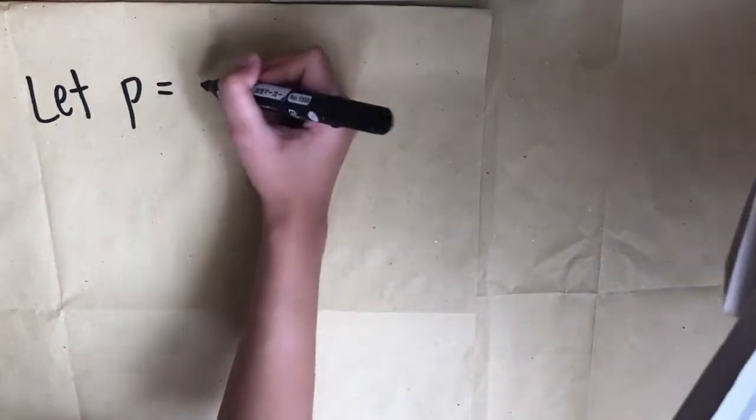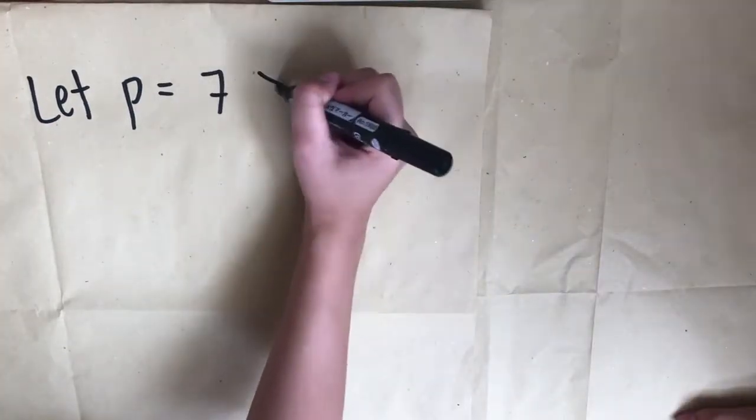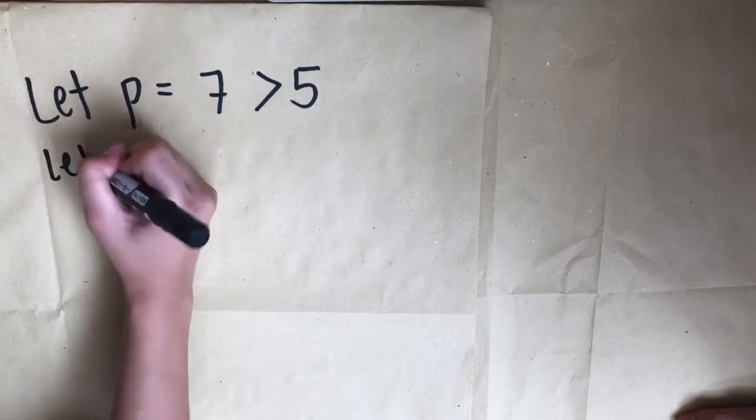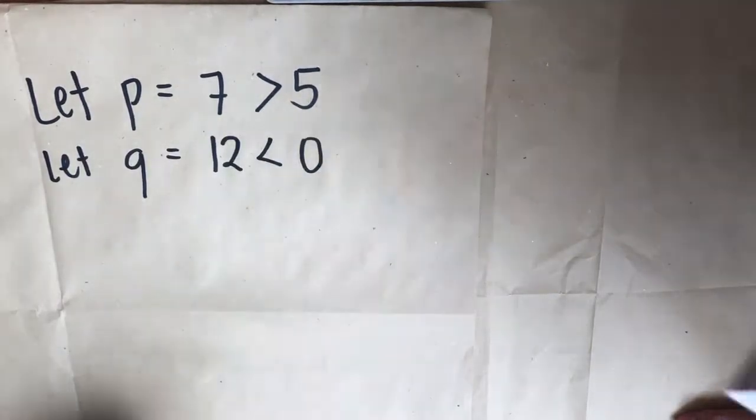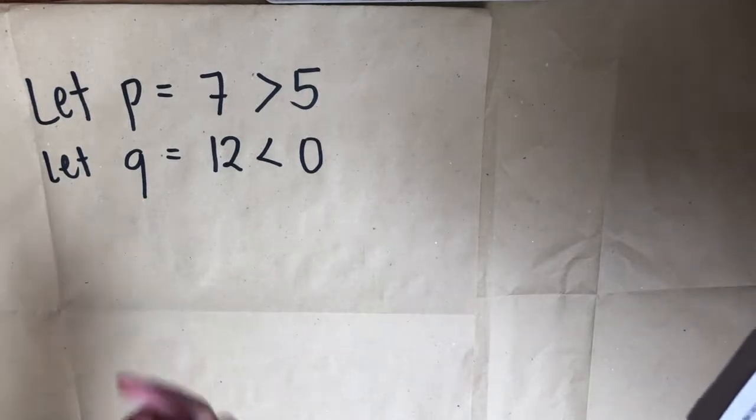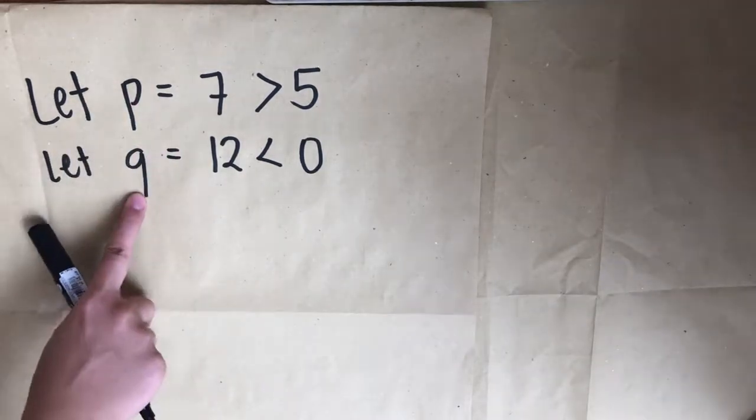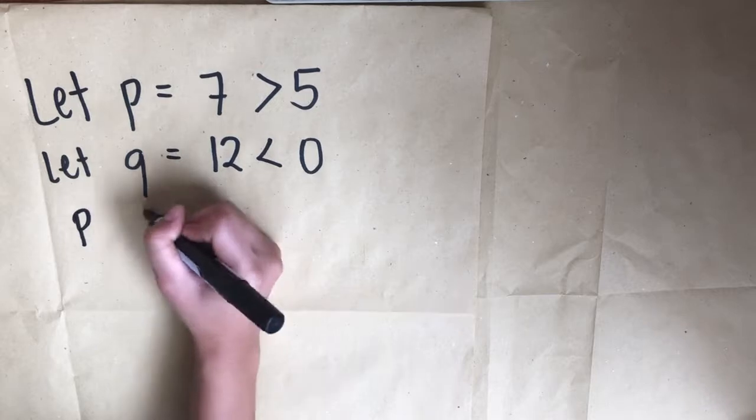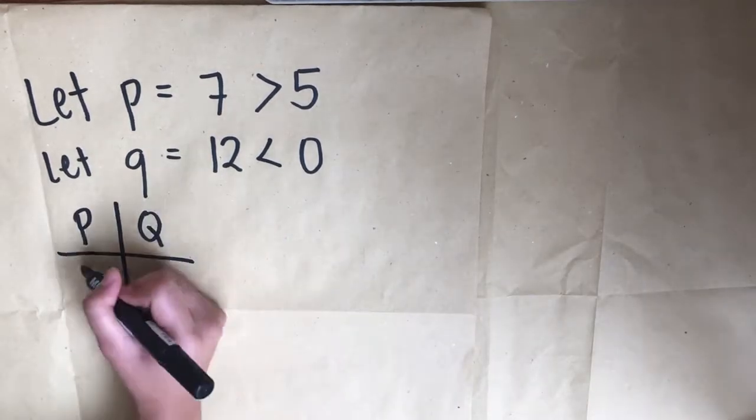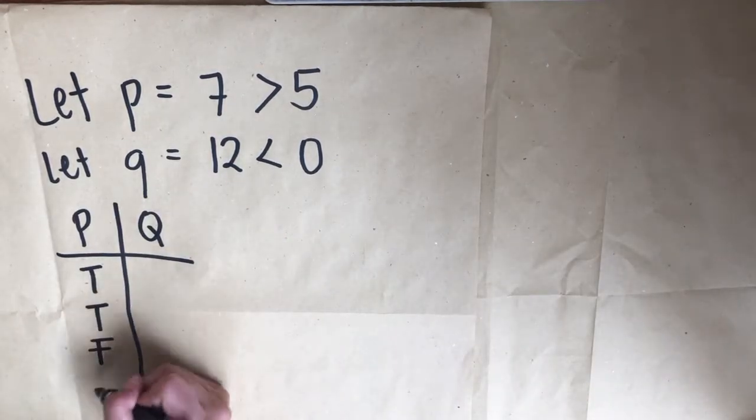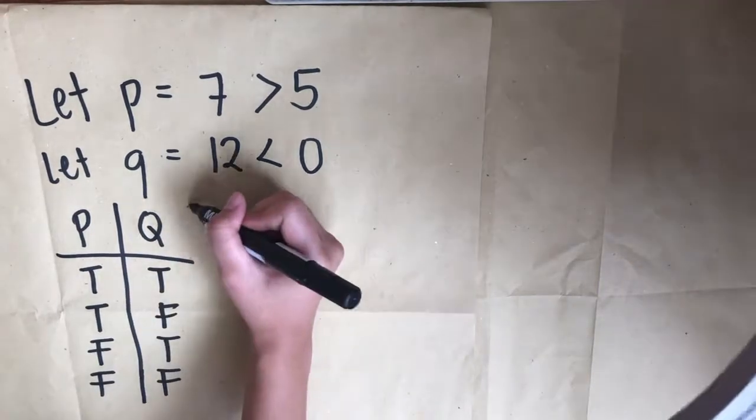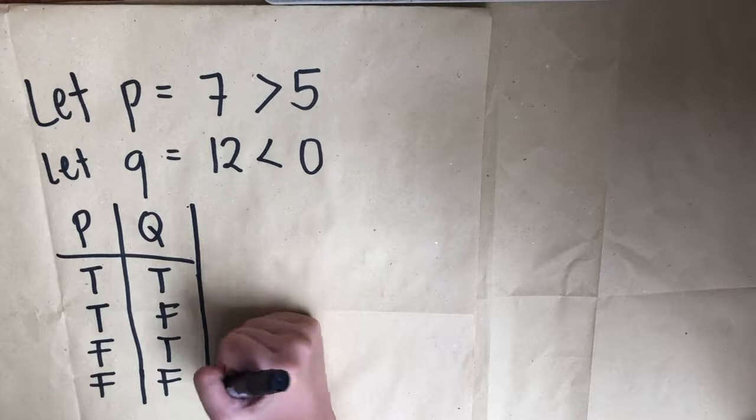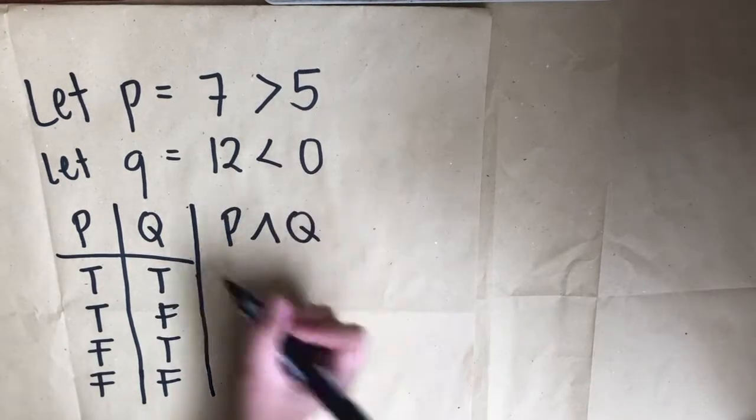Example: let P represent 7 is greater than 5 and let Q represent 12 is less than 0. So we know that our P statement is true and our Q statement is false. Let's find the truth value of P and Q. So let's draw the truth table. We have, of course, our P statement and Q statement. In our four possibilities, the equation for this is P and Q.